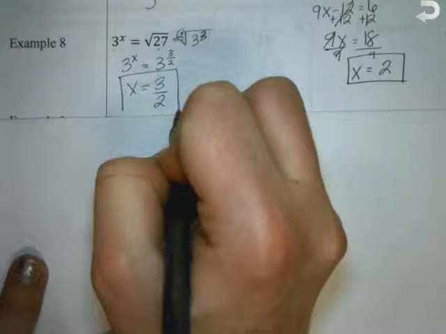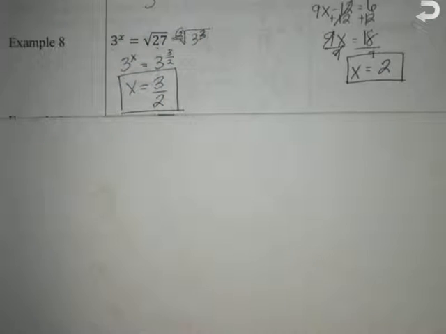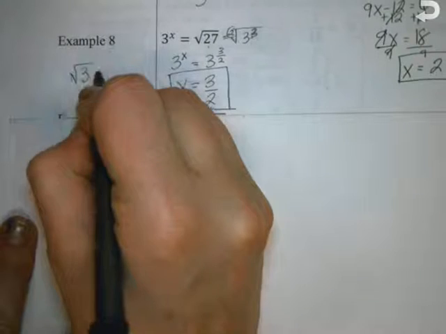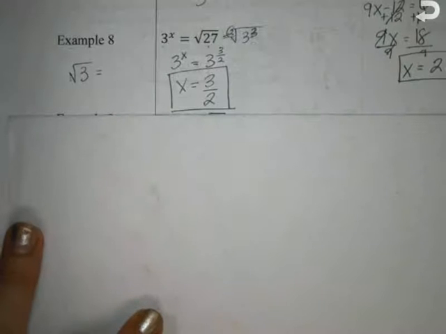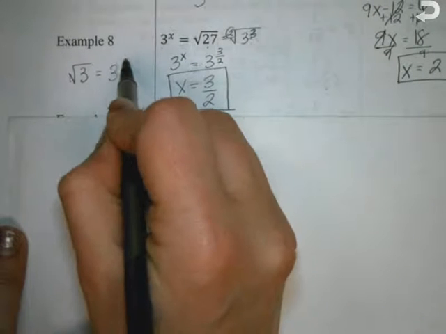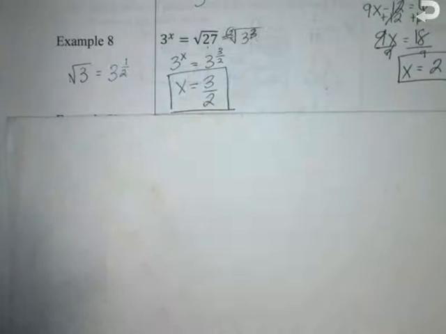Okay? So square root, we can rewrite it as a fraction. Question really quick. What if it was just square root of 3? What would that be? If it was just square root of 3, that would be 3 to the 1 over 2. That does come up in your homework, okay? So just be aware of that. Okay? So example 9.